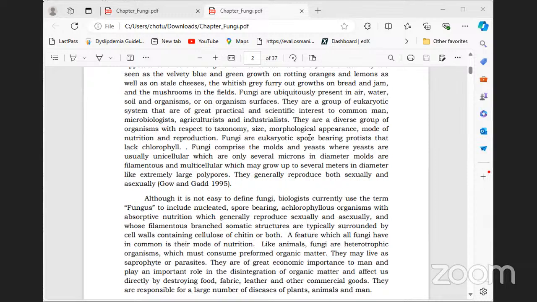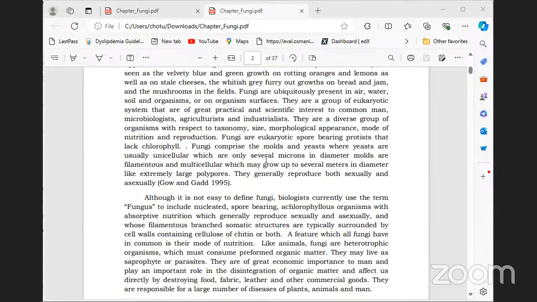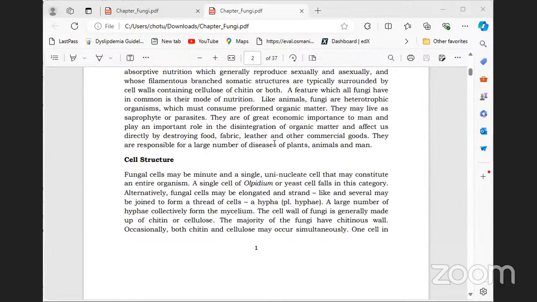Another important character: fungi are thallophyta. You can't observe them directly by eye; you can observe them under the electron microscope. In the fungi, the first one is the cell structure.